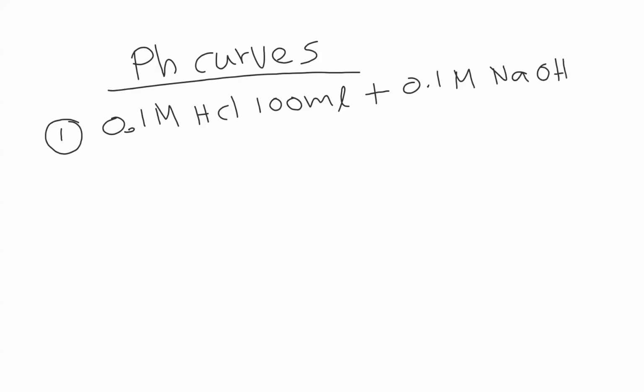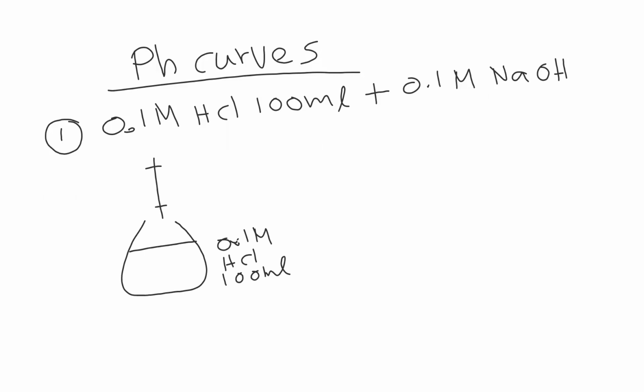So it is like in the conical flask, there is the known solution, concentration 0.1 M. The solution is HCl, volume is 100 ml. Using a burette, you add 0.1 M NaOH.